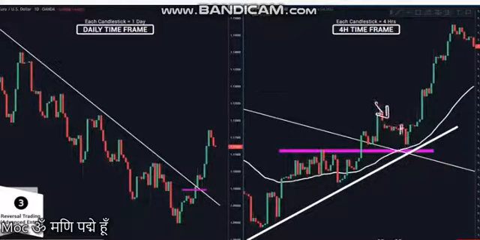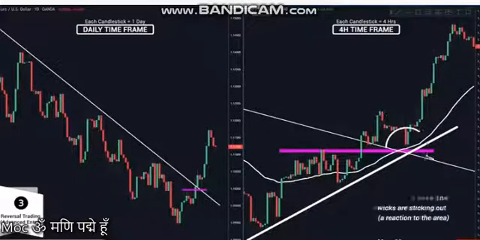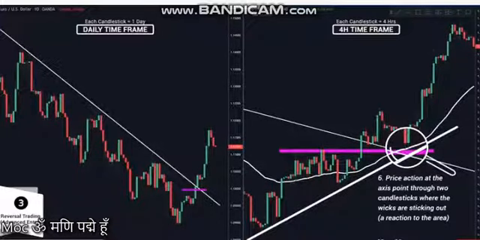Now, as price approached this access point, we were looking for price action, which we got through these two great candlestick formations where the wicks were sticking out, showing that price is indeed reacting to everything at this area of high confluence and all its traits.